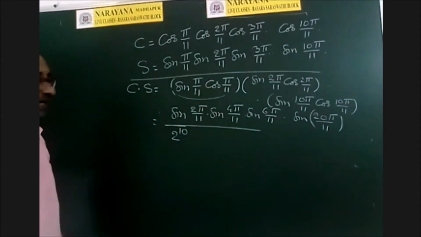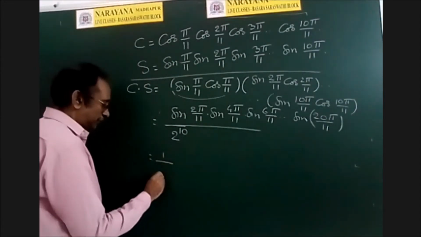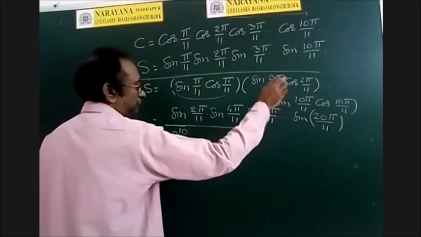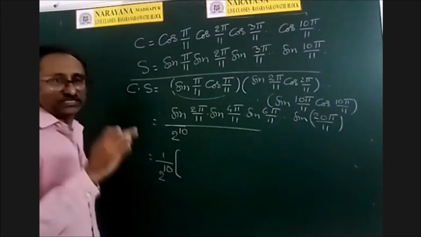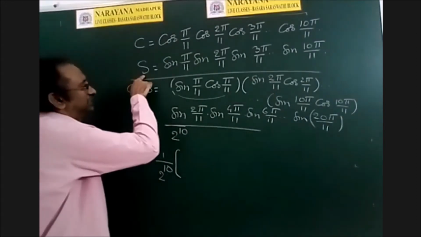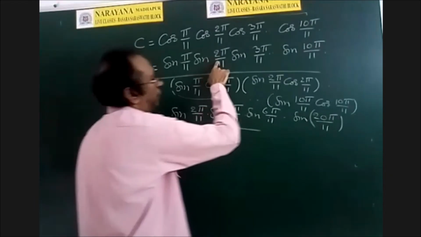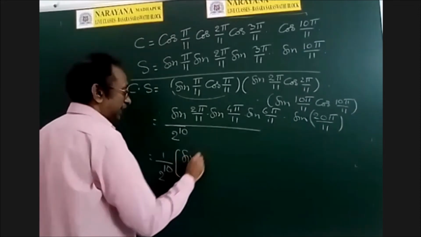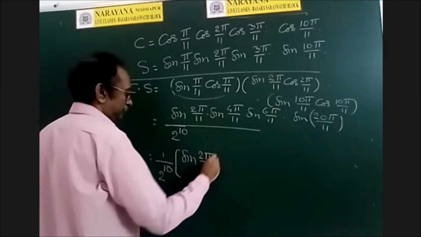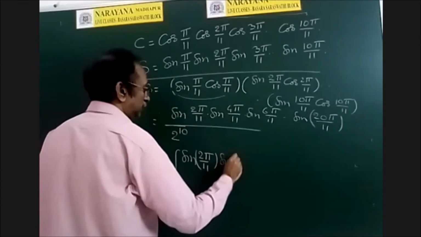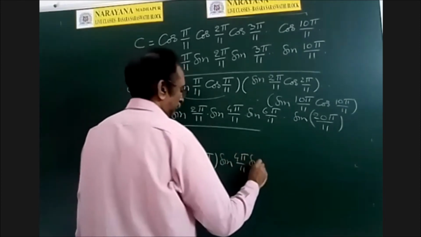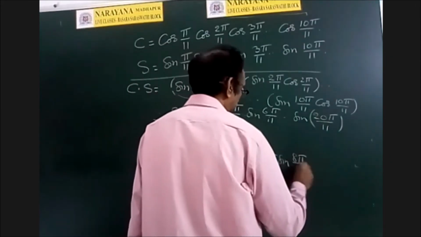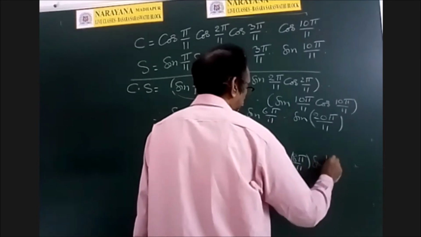So you are getting all even numbers in the numerator. That is 1 by 2 power 10. There are sine 2 pi by 11, 4 pi, 6 pi, 8 pi, 10 pi, 12, 14, 16, 18 and 20. But here, yes, there are also even numbers 2 pi, up to 10 pi. First of all, I write all of them. That is sine 2 pi by 11 into sine 4 pi by 11, sine 6 pi by 11, sine 8 pi by 11, sine 10 pi by 11.